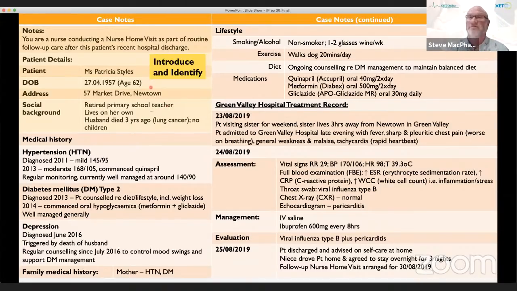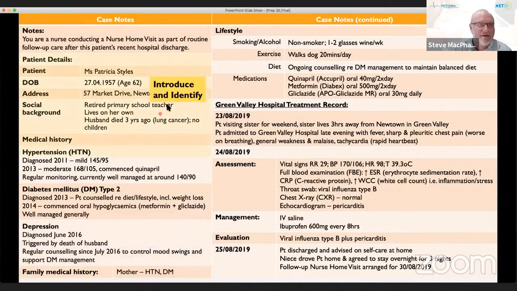Well, we said before, the age, yeah. Possibly profession, a retired primary school teacher. That's a bit of background there. That's introducing her. Husband died 3 years ago. Okay, that means she's a widow. That could be useful. Lack of support, perhaps. So we've got some basic information we can include there.